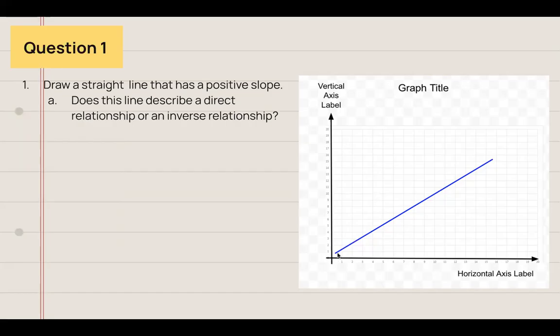So we're going to look at the way this line is trending to answer that question. It's a direct relationship because as the y value gets larger, the x value also gets larger. So it's a direct relationship.